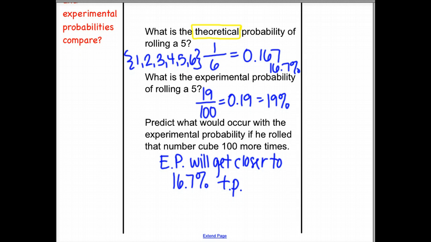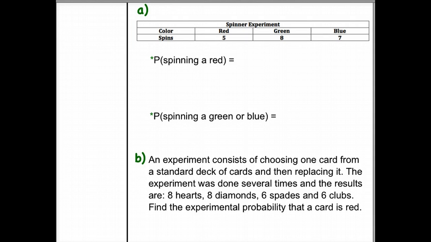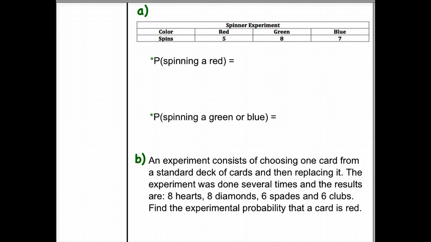Your job now is to go ahead and give these two U-try problems a shot. One deals with another spinner experiment, this time with colors, and then another card experiment, calculating those experimental probabilities. And as always, bring your questions with you to class tomorrow.